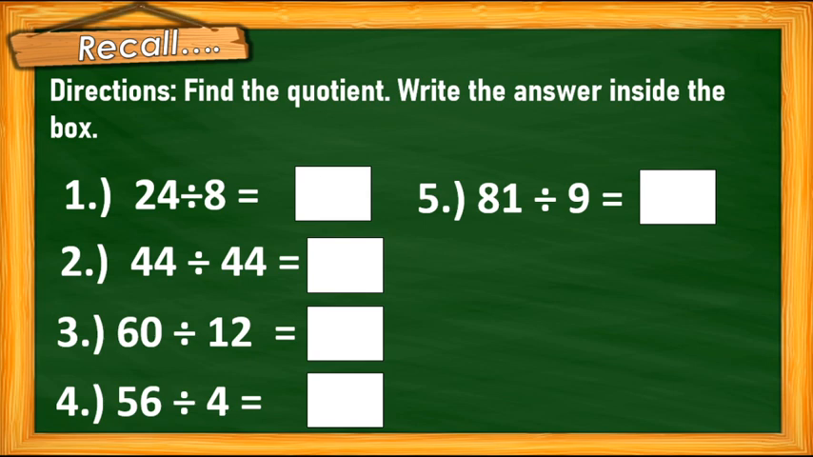So 24 divided by 8 is 3. Then 44 divided by 44 is 1. And then 60 divided by 12 is 5. And 56 divided by 4 is 14. And then 81 divided by 9 is 9.